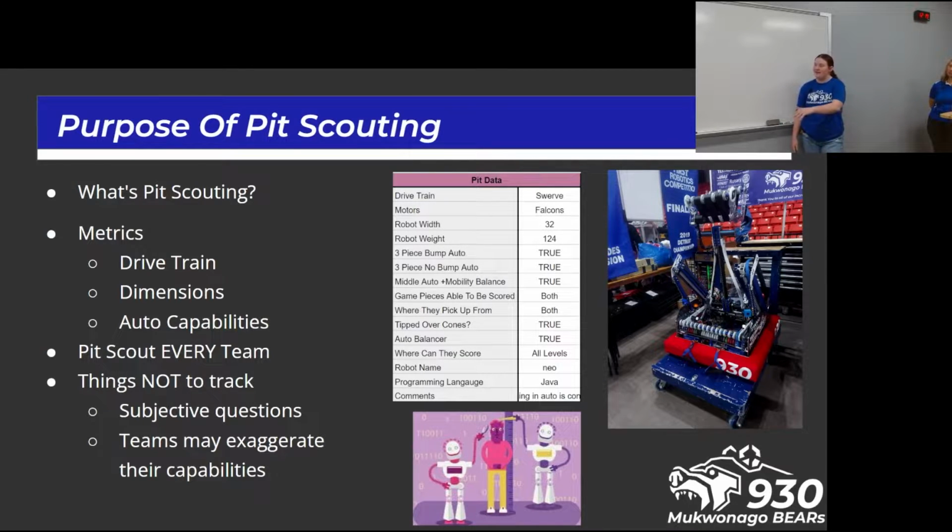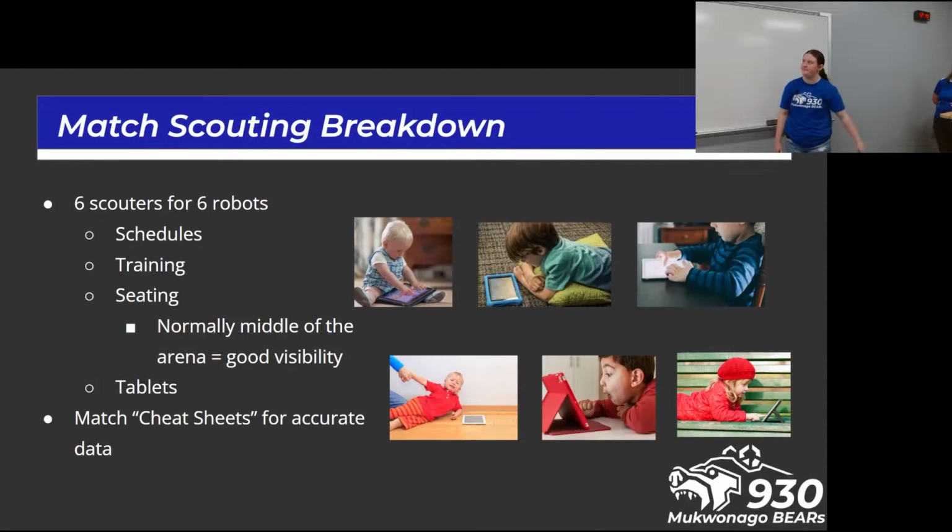So I know I talked about this with match scouting, but things not to track: again, subjective questions. Teams will exaggerate their data in pit scouting. If you're talking to a team and they tell you that they have 100 working auto paths, that's not going to be as truthful as you might think. Teams want to look good to you, especially if you're on the higher level of teams. So just always take pit data with a grain of salt. Make sure that in the back of your head, you stay truthful.